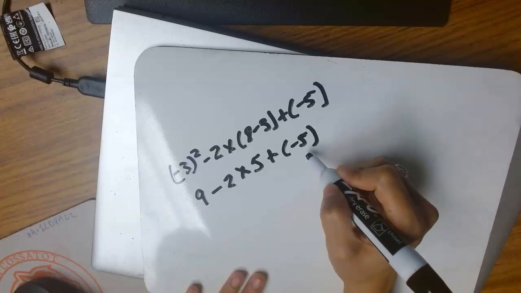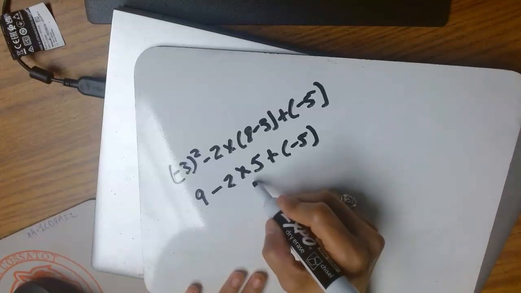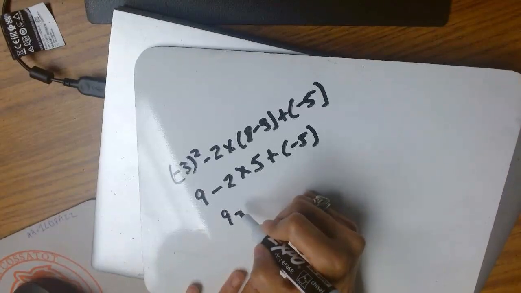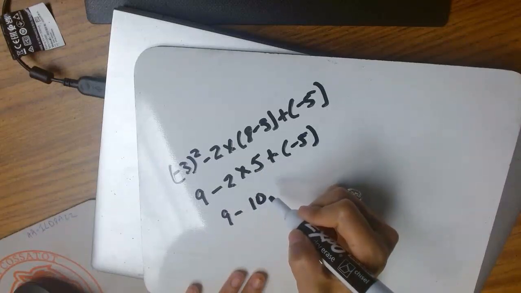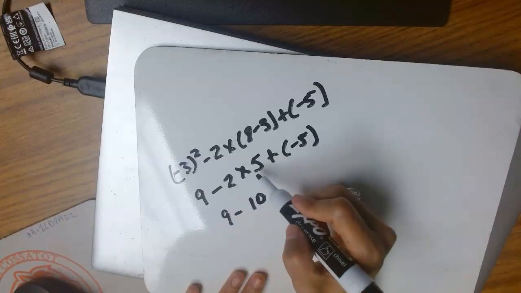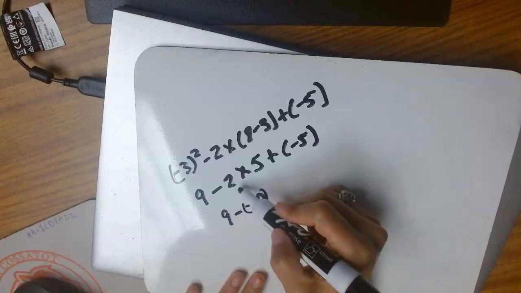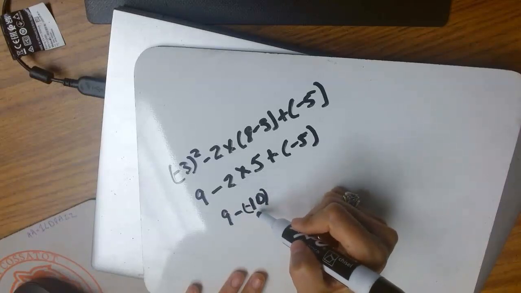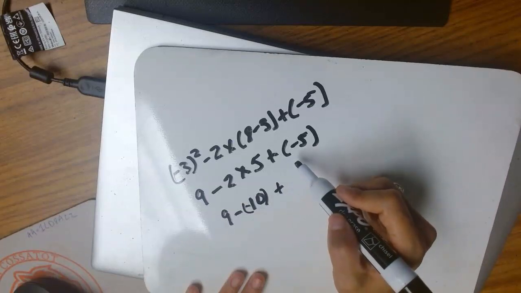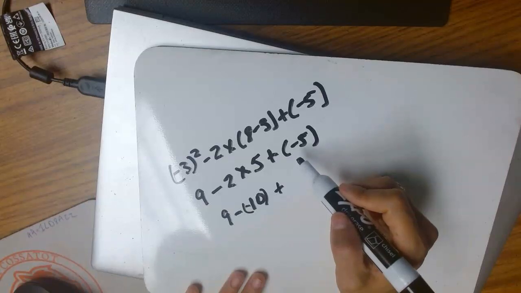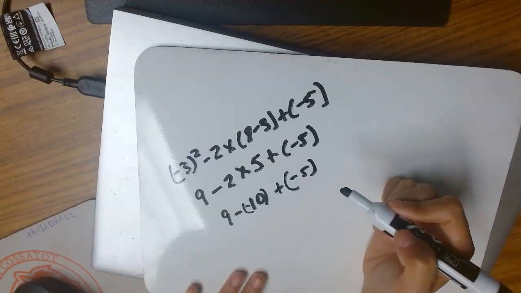Now that we're at this point, we're going to continue on, and we're going to multiply next. So it's 9 minus 2 times 5 is 10. Remember, when you multiply a positive and a negative, it's going to give you a negative. Negative times a positive equals a negative. So we know that's going to be a -10. And then plus, we're going to go ahead and bring our -5 down.